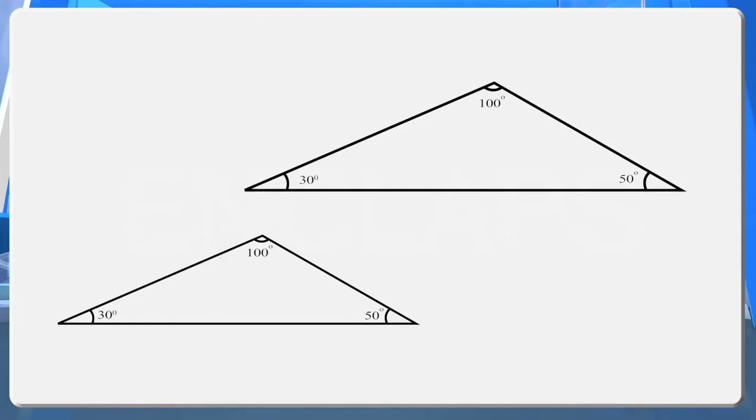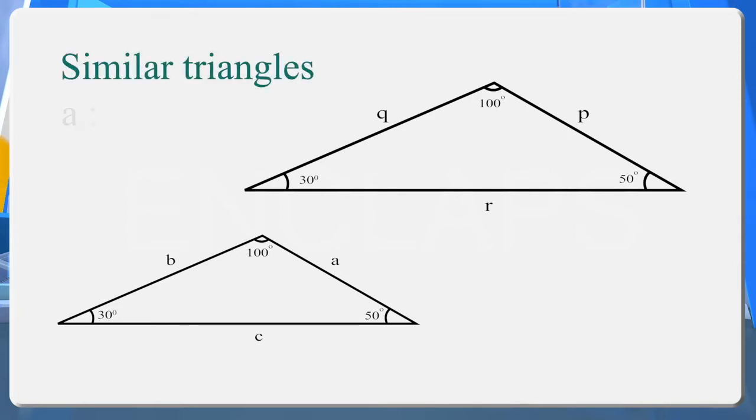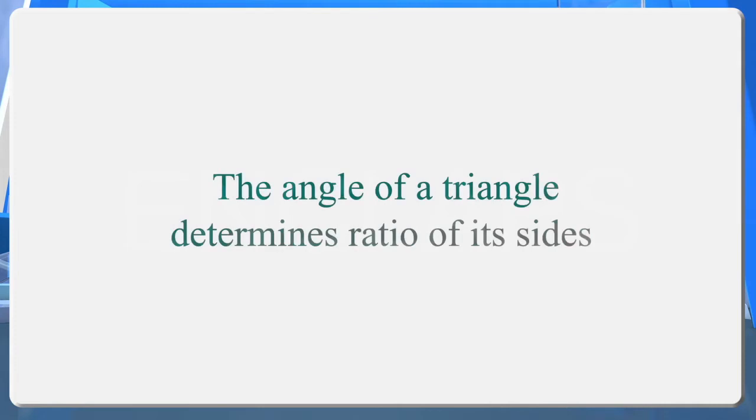Look at these triangles. They have same angles but different size, right? Assume that the sides of the small triangle are A, B and C and the sides of the large triangle are P, Q and R. If the angles of a triangle are equal to the angles of another triangle, then the corresponding sides will be in the same ratio. These triangles are known as similar triangles. So here the ratio is A is to B is to C equals P is to Q is to R. Therefore, we can state that the angles of a triangle determine the ratio of its sides.